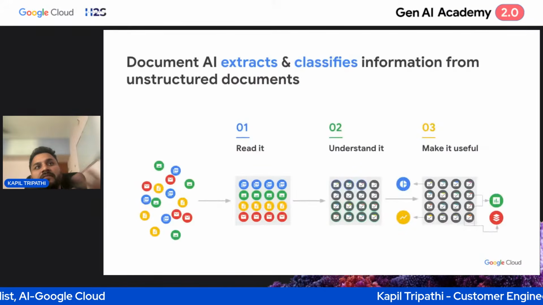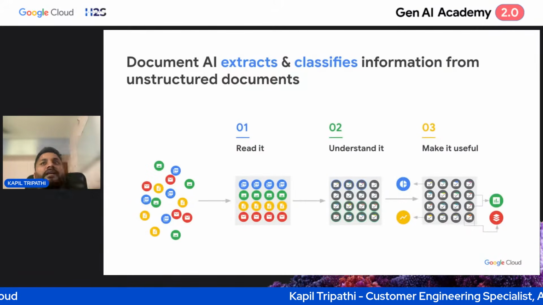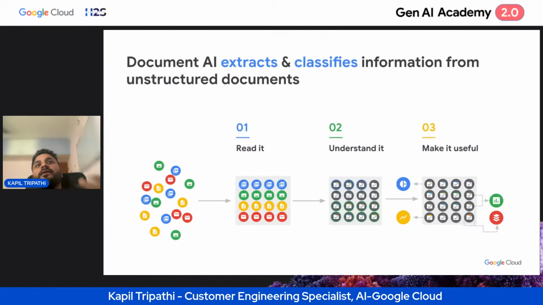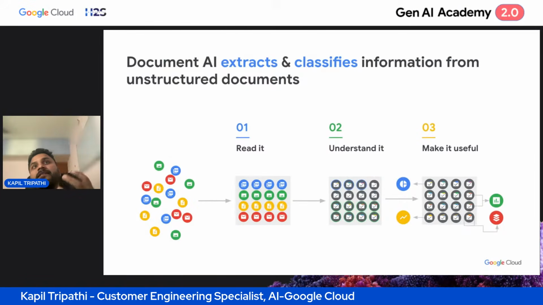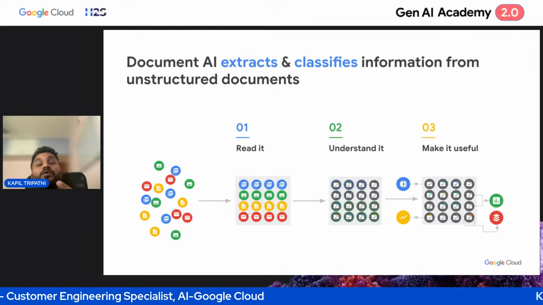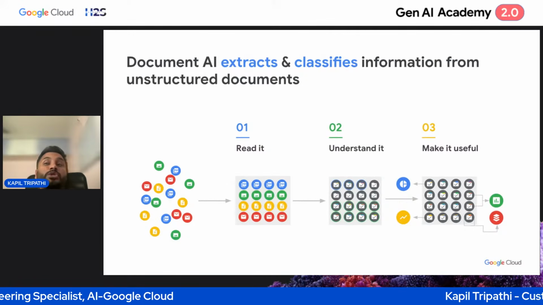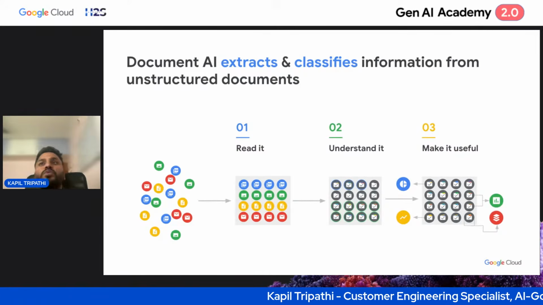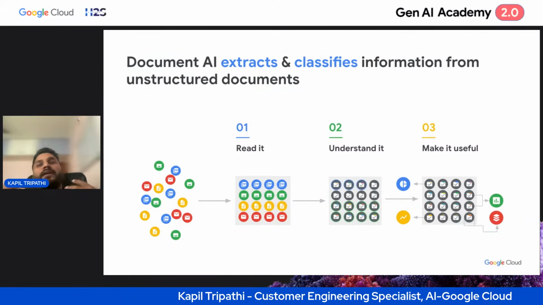You want to read it, how do you want to read it, how do you want to store it. That's where Document AI comes in. You want to understand it better. That's how you want to do it via some of the solutions that Google provides in terms of understanding, and then of course make it useful in terms of running analytics on top of it.